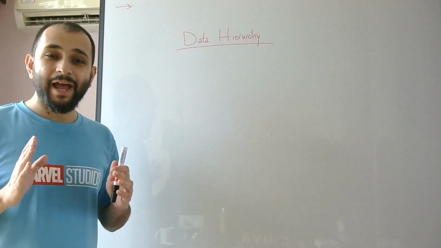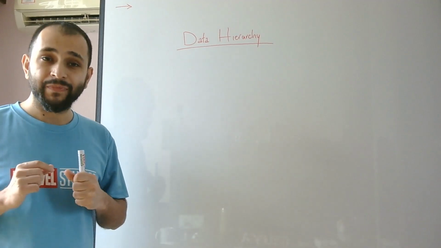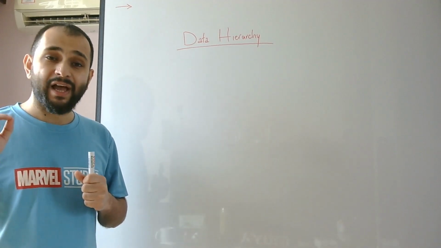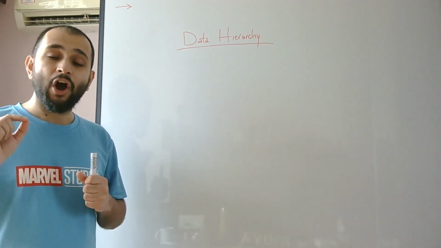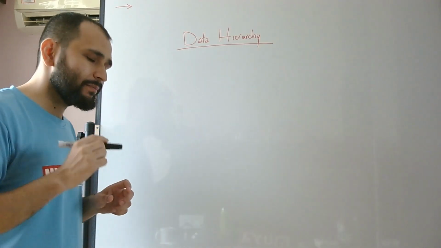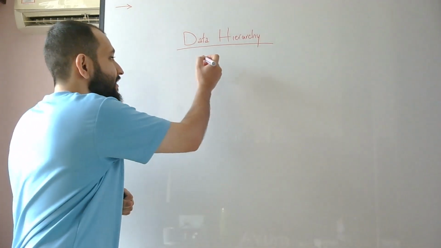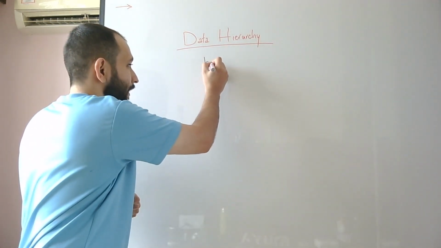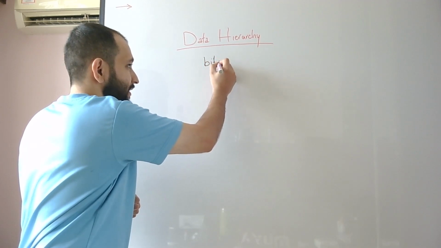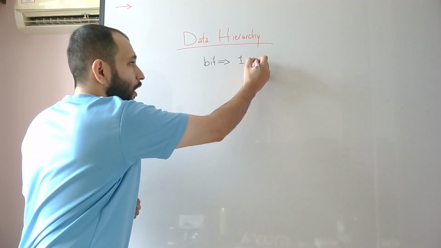Hello and welcome to this episode. In this episode we discuss data hierarchy. Data hierarchy means that computers operate on the simplest form of data. So what is the simplest form of data? That is a bit. That is a form of a 0 or 1.